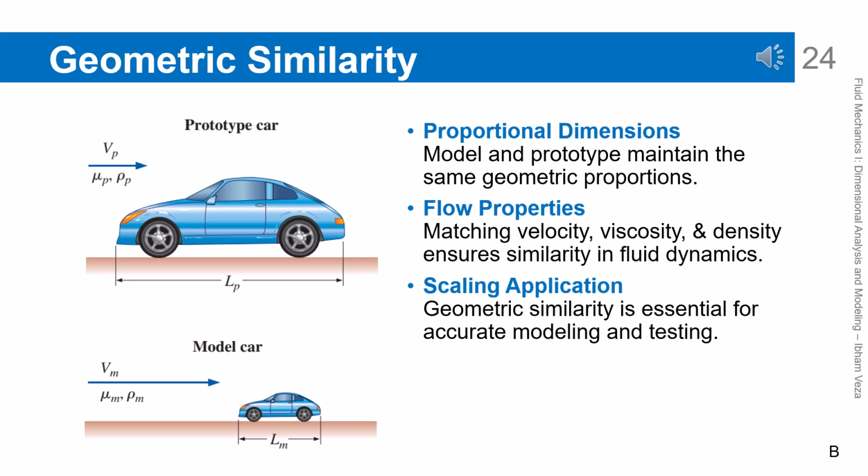Geometric similarity. Geometric similarity means that the model and the prototype have the same dimensional ratios in all directions. Every length in the model is a fixed scale of the corresponding length in the prototype.